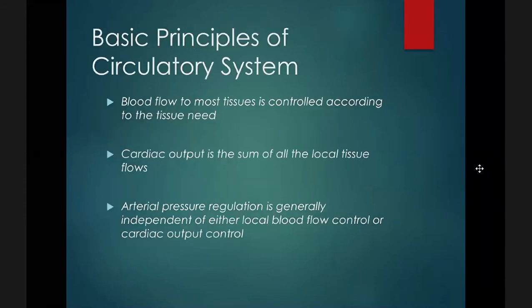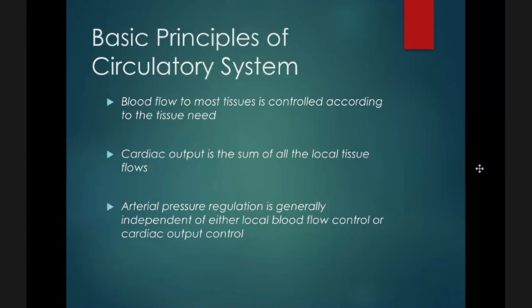Okay. This is the basic principle of the circulatory system. Blood flow to most tissues is controlled according to the tissue need. So, 5 liters lang kasi yung dugo natin. For example, nakaupo ka, mataas yung circulation sa gastrointestinal system. Pero pag bigla kang tumakbo, the heart, the brain, and the muscles in the lower extremities need more blood.